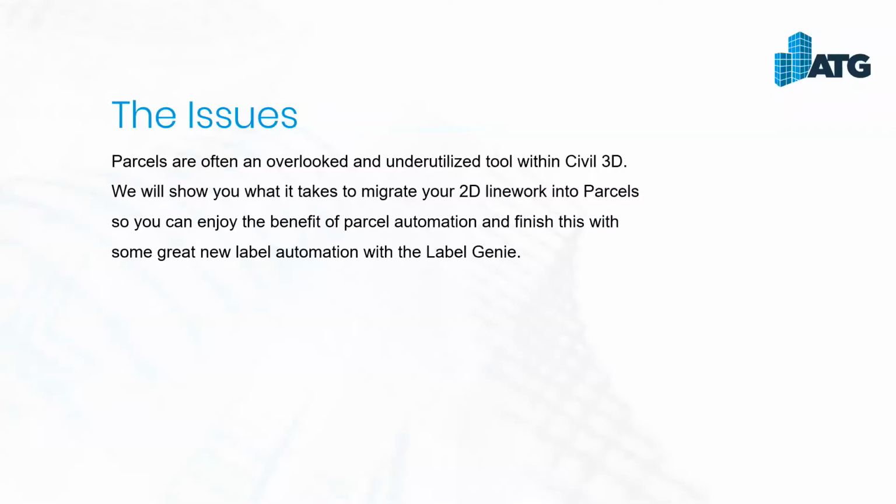Some of the issues we're going to be talking about today: parcels are often an overlooked and underutilized tool within Civil 3D. And we will show you what it takes to migrate 2D line work into parcels to help with that parcel automation, and to finish with some Label Genie work as well. Label Genie, just so you know, is a CTC tool that ATG offers, and it helps with some labeling. We'll go over just a little bit of that.